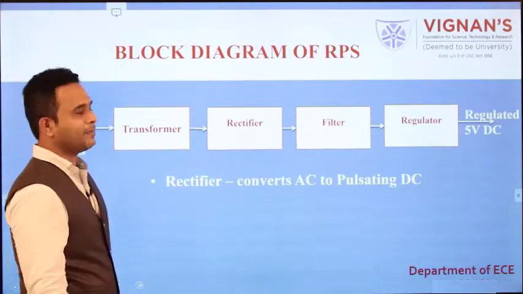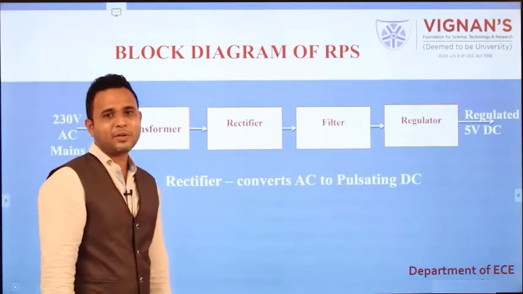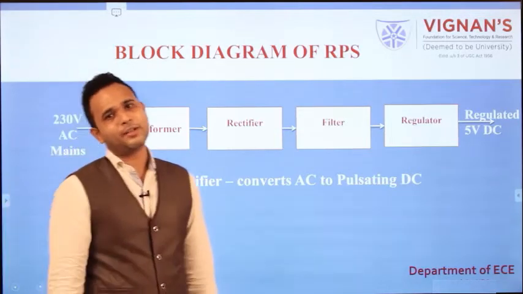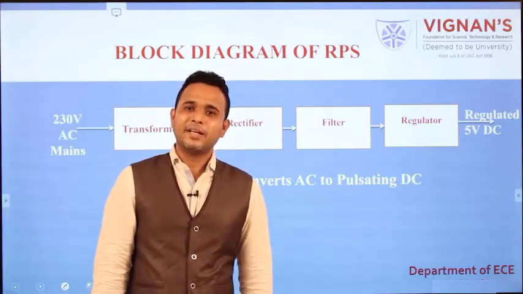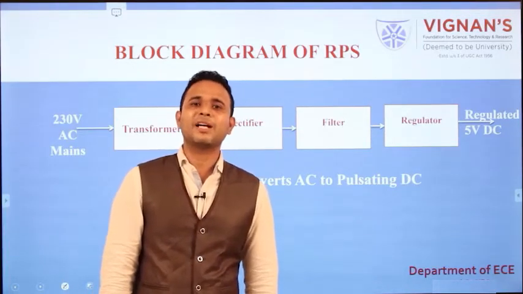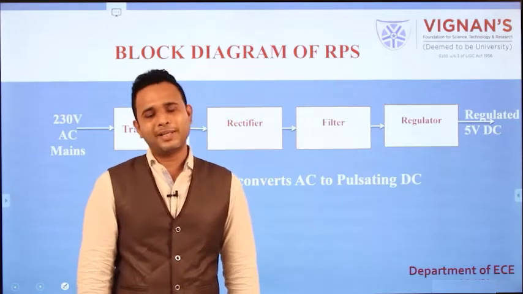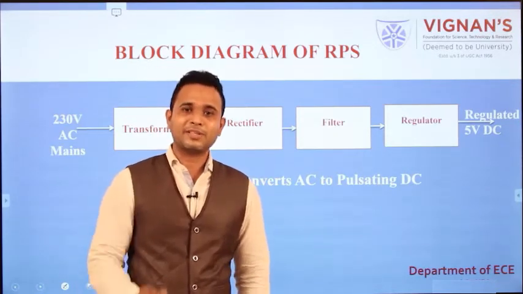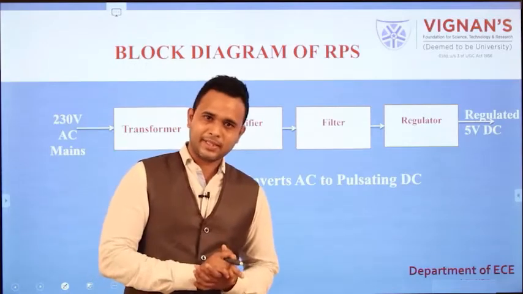Coming to the second block. So what is the second block? Second block is a rectifier. So already I told you. A rectifier is an electronic device which converts the AC to pulsating DC.